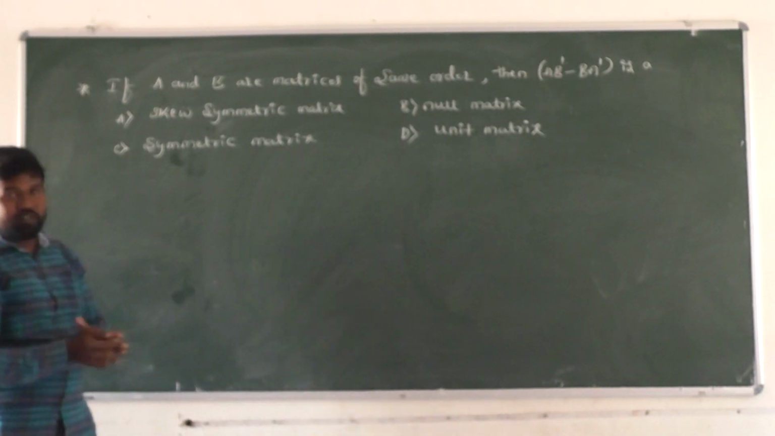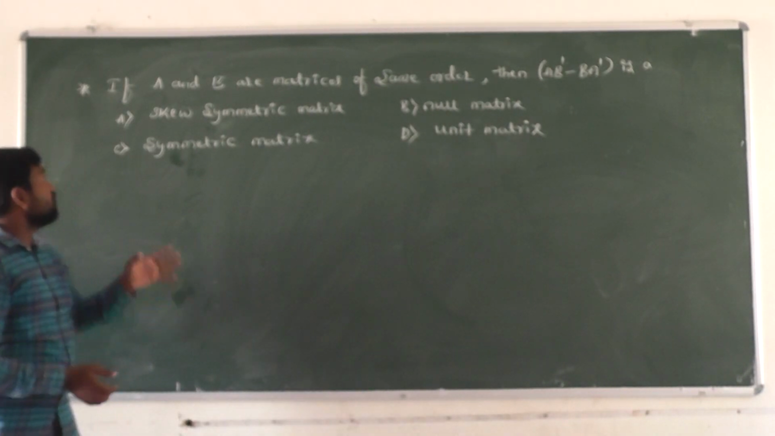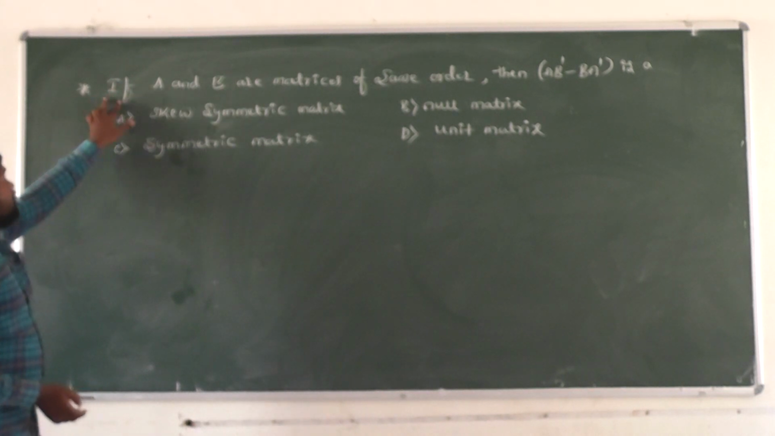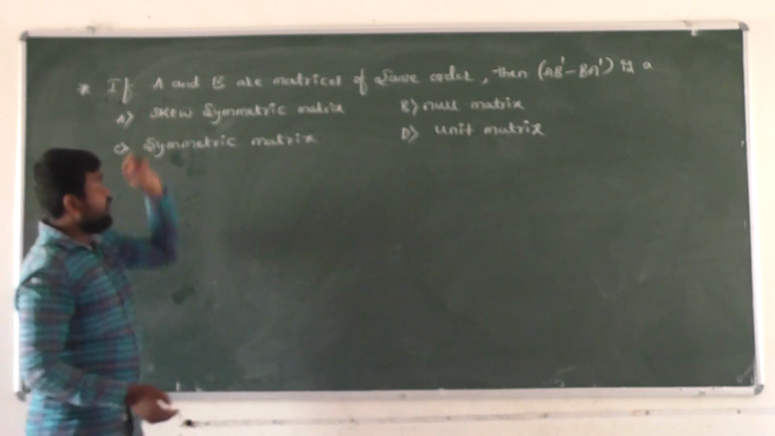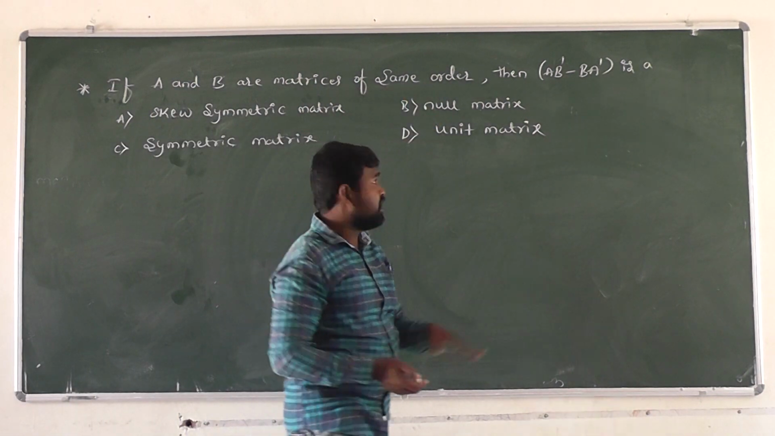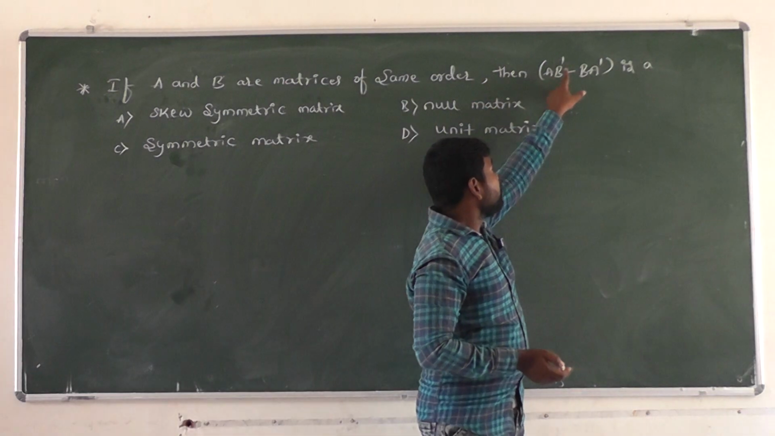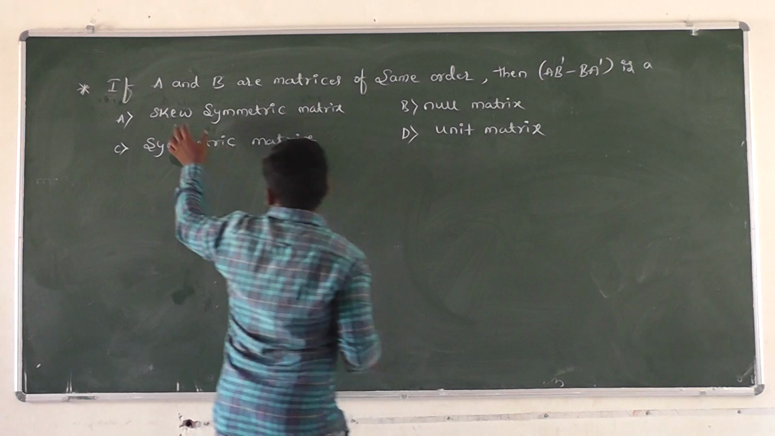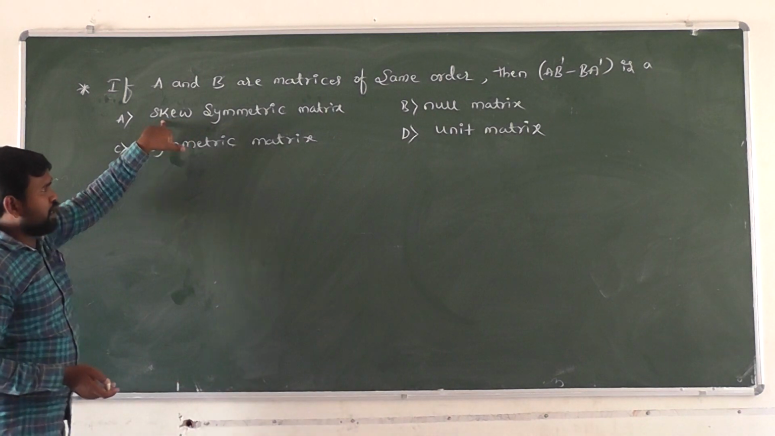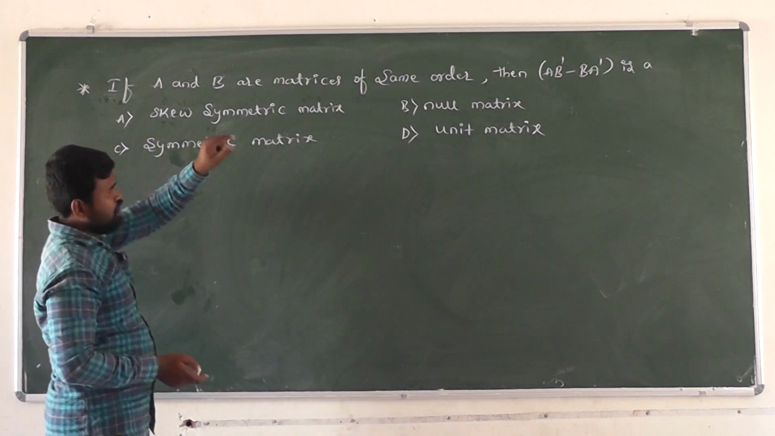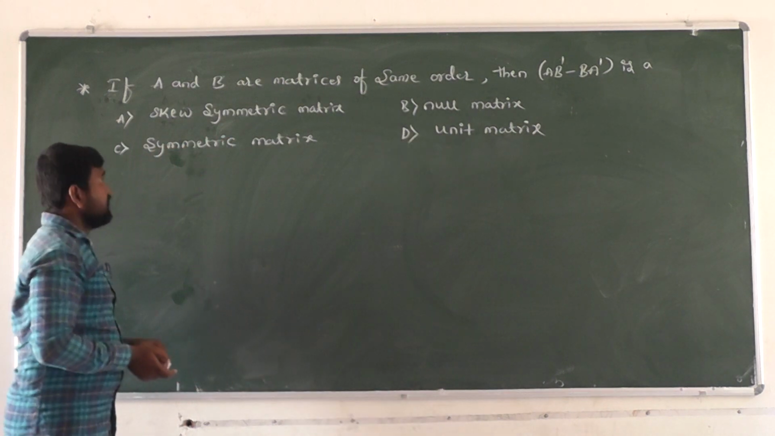Good morning everyone. Today we are going to discuss CT problems. If A and B are matrices of the same order, then A B transpose minus B A transpose is: option A, skew symmetric; B, null matrix; C, symmetric matrix; and D, a unit matrix, right?